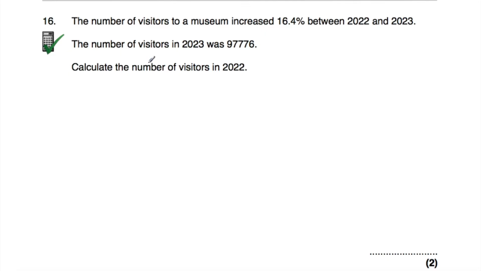And we've been asked to work out the number of visitors to the museum in 2022. So this is a reverse percentages question because we want to go backwards. We want to find out how many visitors the museum had in 2022. And if we let the number of visitors in the museum in 2022 be 100%, the number of visitors increased by 16.4%. So that means that in 2023, that'll be 116.4%.